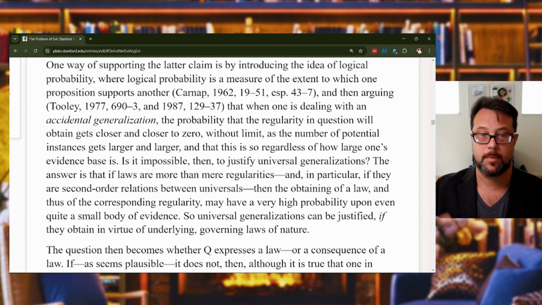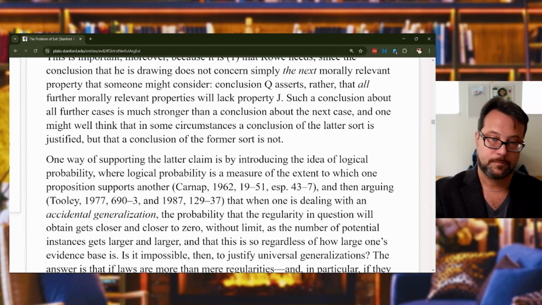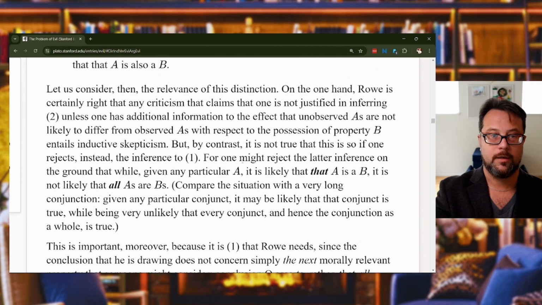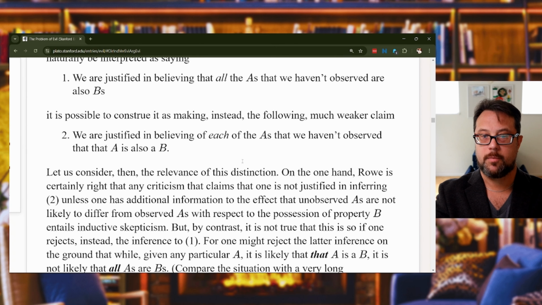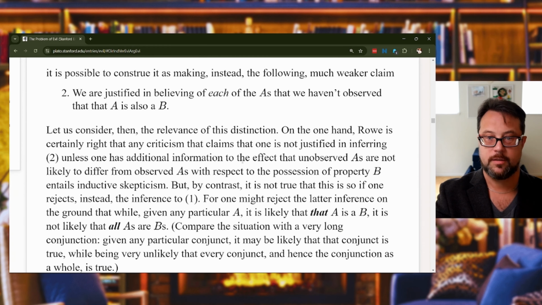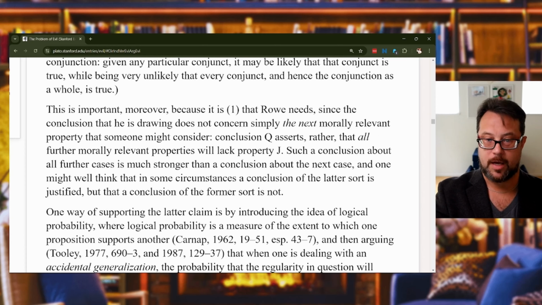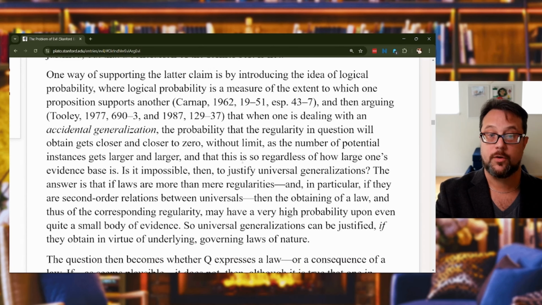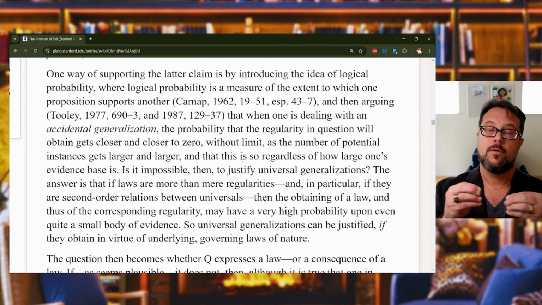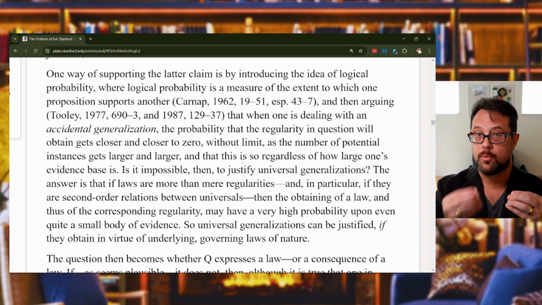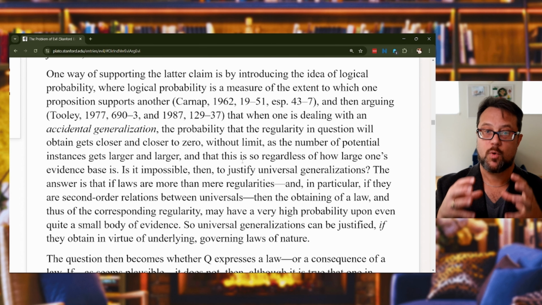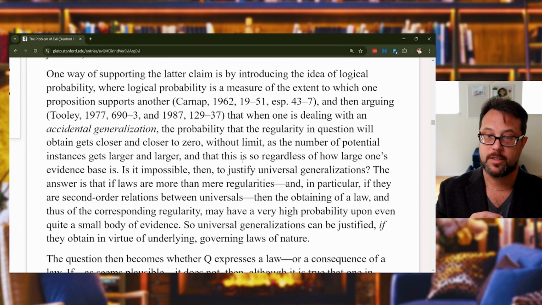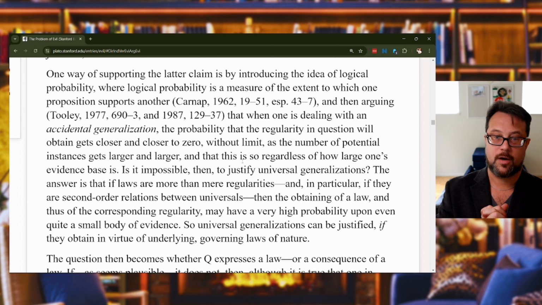That was a lot. It's a little bit complicated, but basically Rowe needs one: we're justified in believing that all the A's we haven't observed are also B's. We could secure that by introducing some sort of logical probability, where we can make sense of how one proposition supports another, and therefore the whole conjunction is supported by the body of evidence that we have, what we know about. But then he says, look, the regularity in question will obtain with a probability that gets closer to zero without limit.